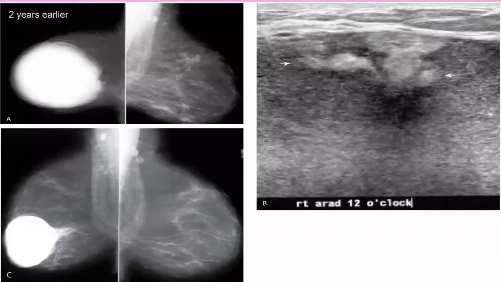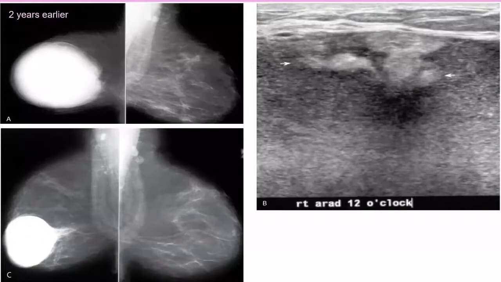Now it's getting smaller. While getting smaller, it has a tail-like, posterior tail. Could you get any impression about this? Any differential? It may be fat necrosis.